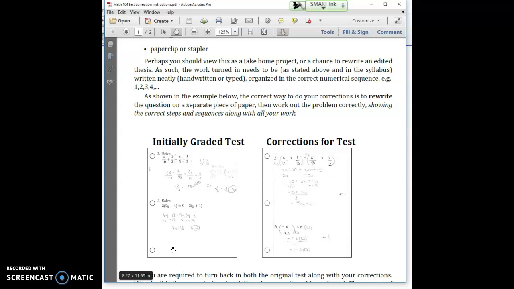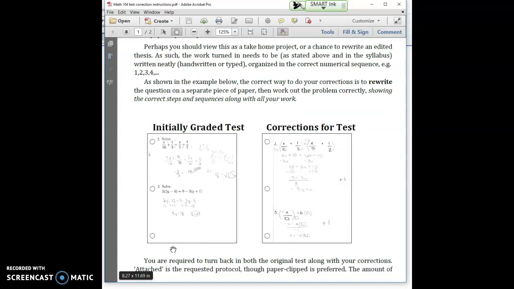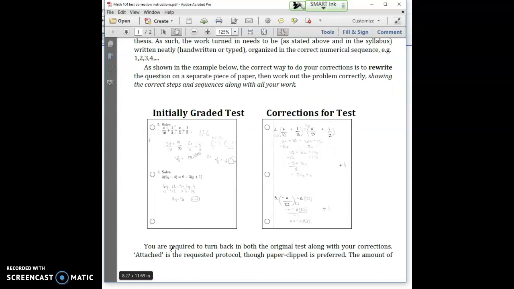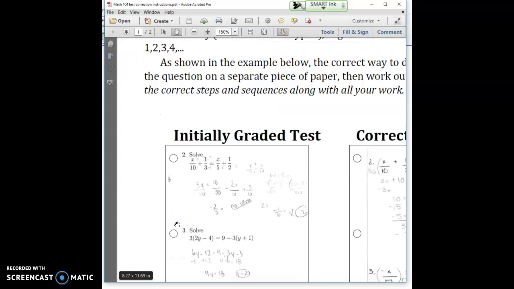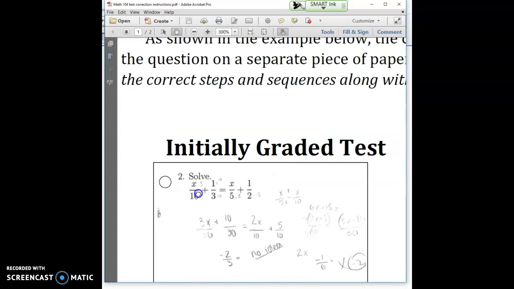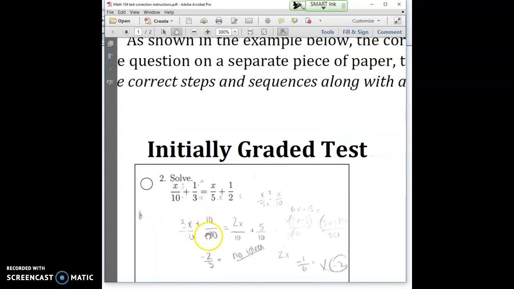If you do not follow the test correction instructions, then you will not receive points back for the test, and you will receive the points that were originally taken off. So please take a look at these examples that are here on the initially graded test. You can see that the problem was done incorrectly and then the student put "no idea." I don't recommend that, but the answer was incorrect.